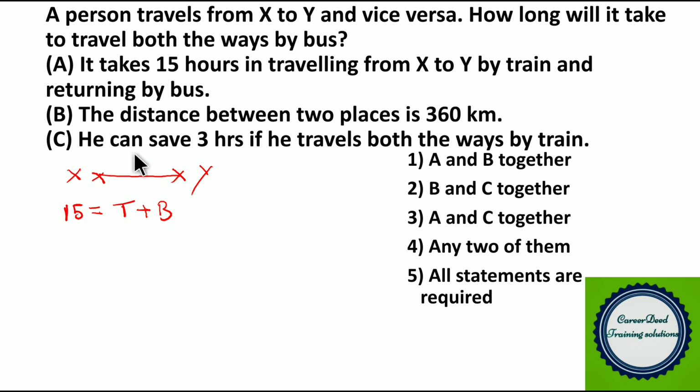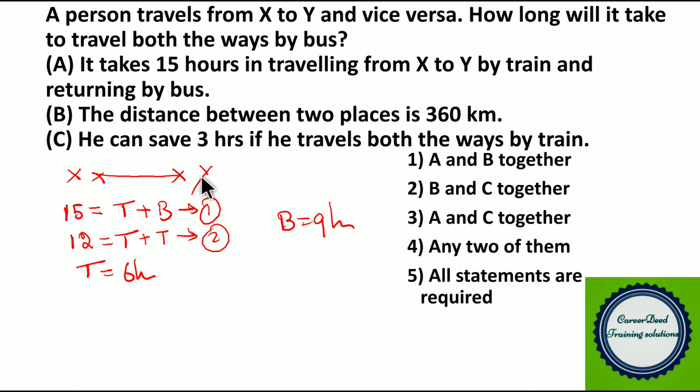And when you take the third statement, he can save 3 hours if he travels both the ways by train. So if he can save 3 hours, he will take only 12 hours while taking both the sides by train. So 2T equal to 12, so 1T equal to 6. So while traveling in train he takes only 6 hours. If you substitute this in the first equation, you will get bus timing equal to 9 hours. So from X to Y or Y to X he will take 9 hours in bus.